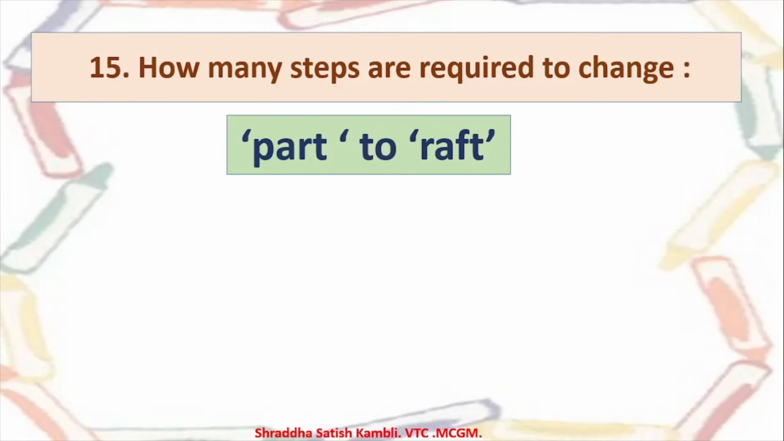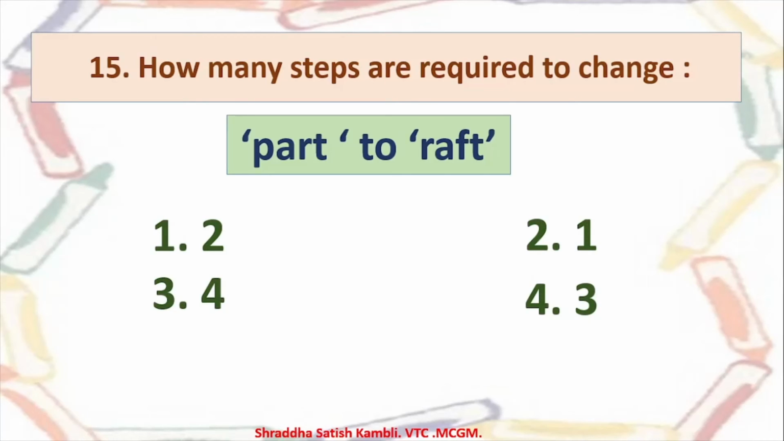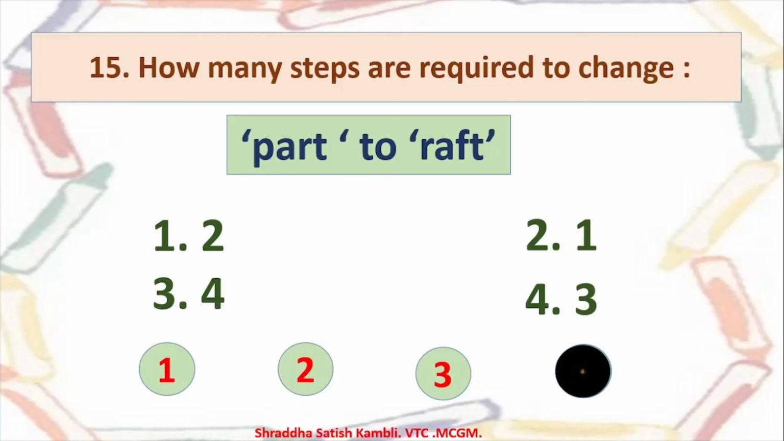How many steps are required to change part to raft? So let's see, is it option number 1: 2 steps, option number 2: 1 step, option number 3: 4 steps, option number 4: 3 steps? So it is option number 4, 3 steps. Let us check out how. So P-A-R-T, part, becomes P-A-N-T, pant, which becomes R-A-N-T, rant, which becomes R-A-F-T, raft. Okay, so this was pattern 3 for you.